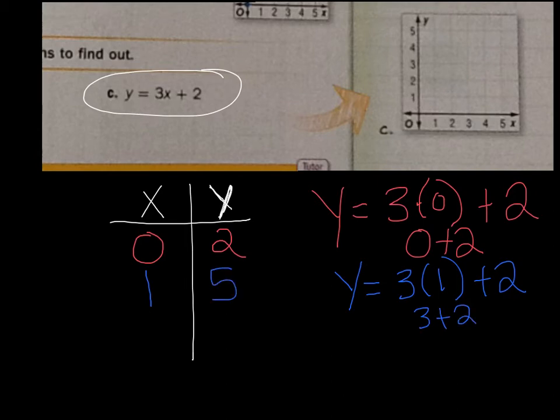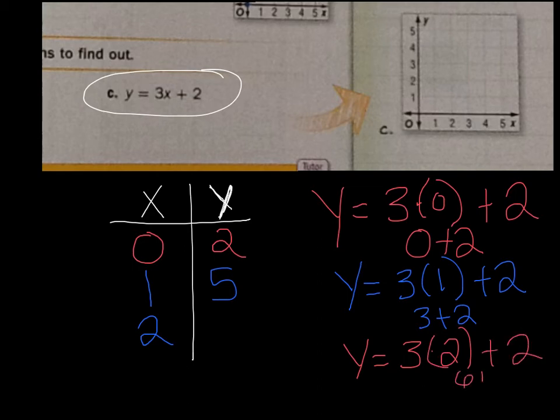I would like you to plug in at least 3 numbers into the equation to graph it. So let's plug in 2 now. y equals 3 times 2, I plug in 2 for my x, plus 2. 3 times 2 is 6, plus 2 would give me 8. So there are my inputs of x and my outputs of y.